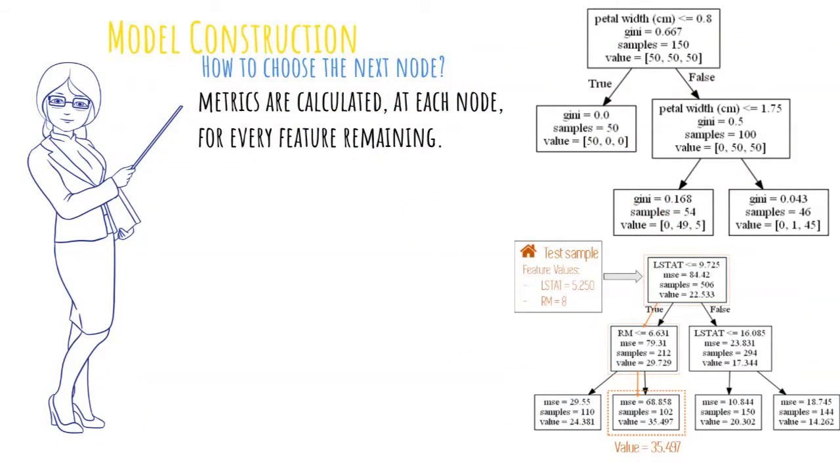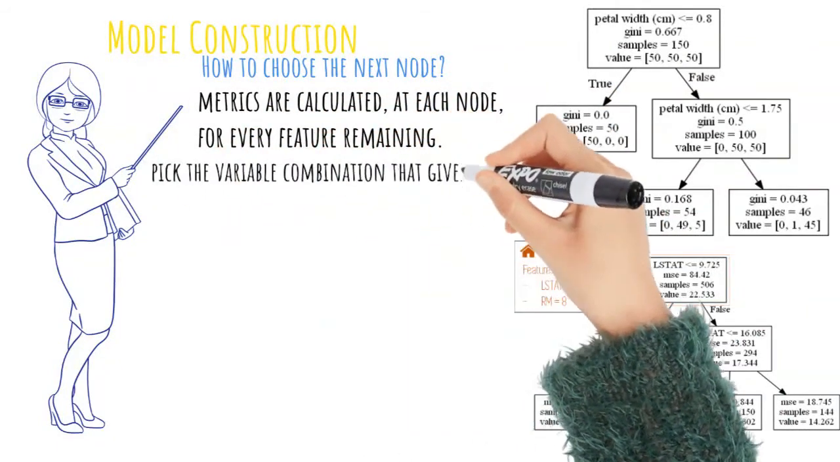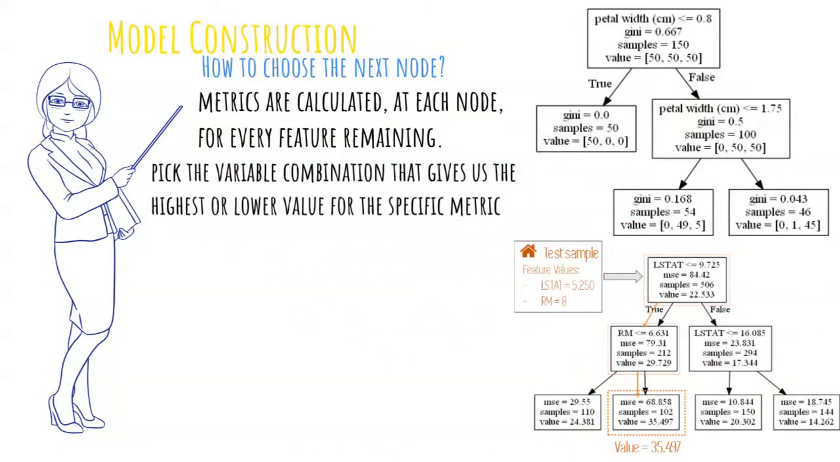This metric indicates a threshold. Then, we pick the variable threshold combination that gives us the highest or lowest value for the specific metric that we are using to fit the resulting children nodes.